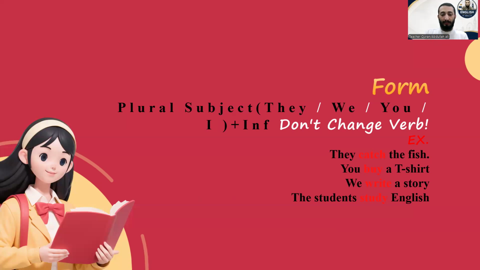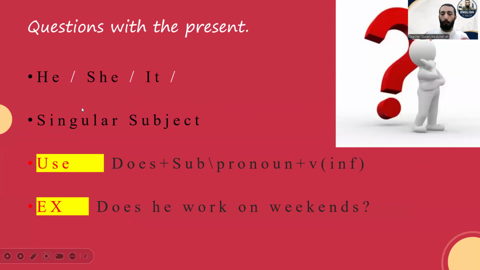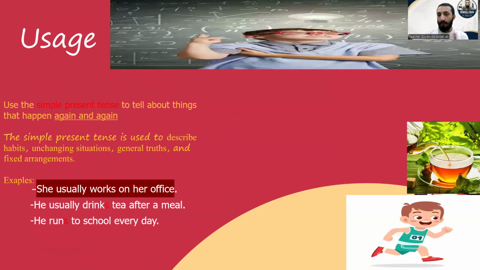All right, so let's see how we use this tense. We use it when we talk about things that happen in our daily custom or in our daily routine. Something happens again and again. For example, I'm talking about myself: I wake up at 7 o'clock.